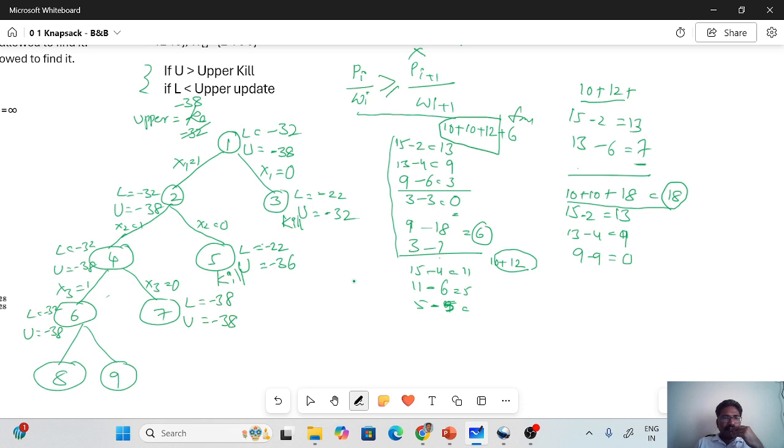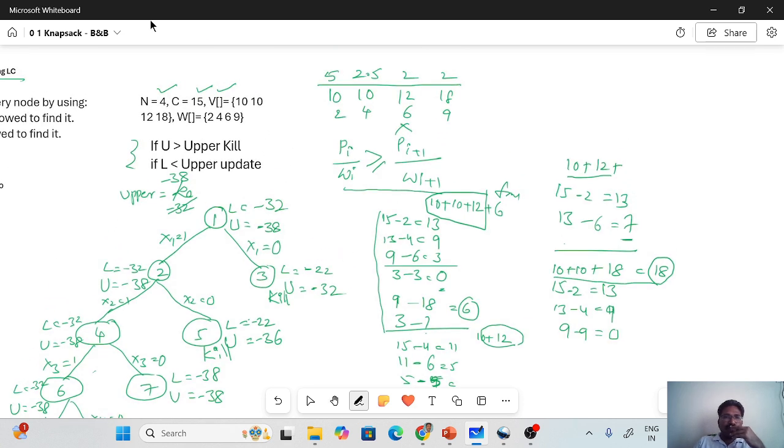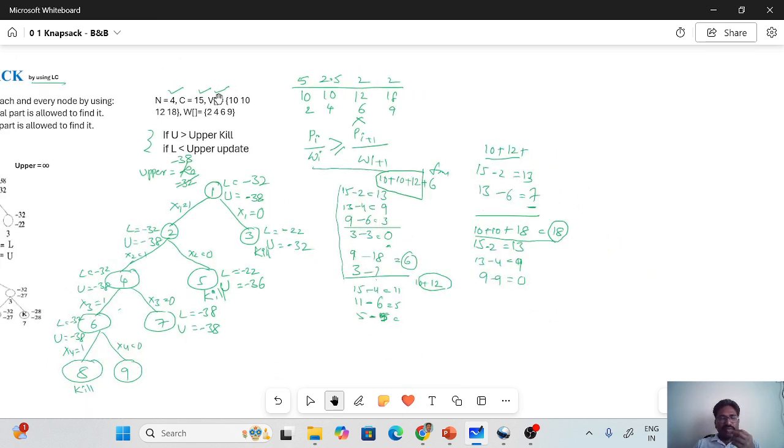Eight, 9 in order. What is the meaning? X4 equal to 1 and X4 equal to 0. If it is X4 equal to 1, is it possible to consider the fourth item fully? No. This is not possible, because of the lower bound, nothing but the L value. What is the L value? Without fraction, what are we getting? 32. So 32 indicates the first 3 items' profit only: 10, 10, 12. The fourth item is unable to be placed. So that's why I am going to kill it.